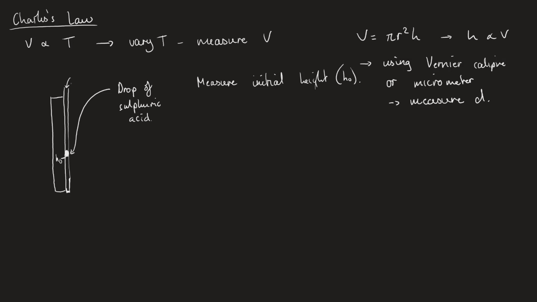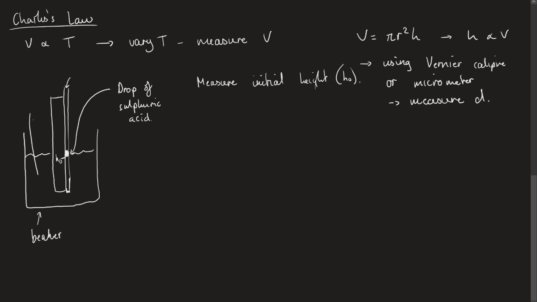Now, in order to vary the temperature, we are then going to put this inside a water bath. Now, a water bath is just going to consist of some sort of beaker filled with water. Okay, and we're just going to put that in. We obviously need to keep track of what the temperature actually is at each of these points, so we're also going to put a thermometer in here.